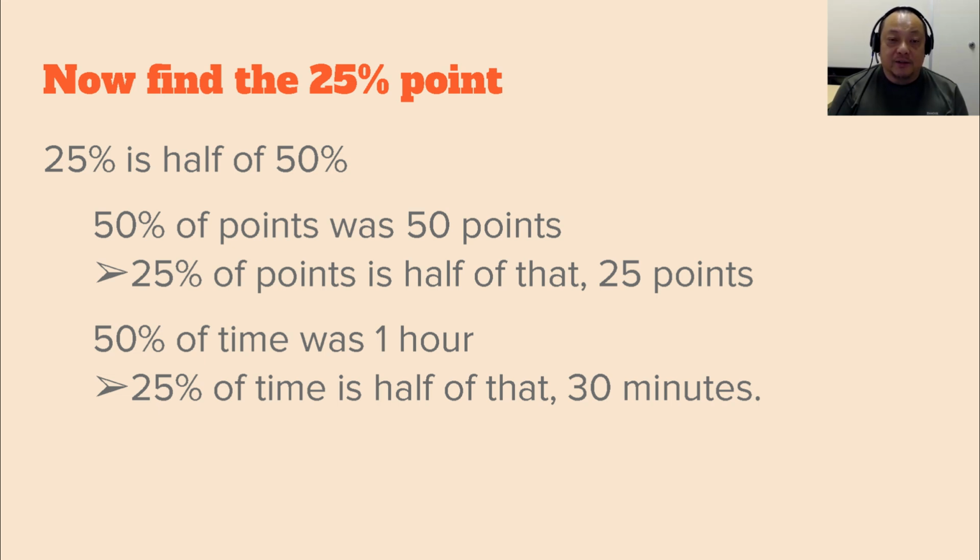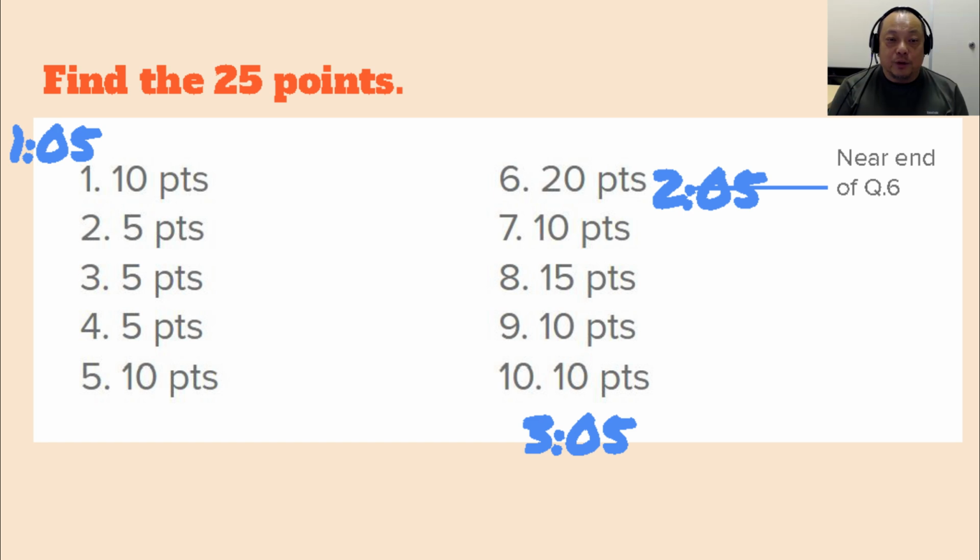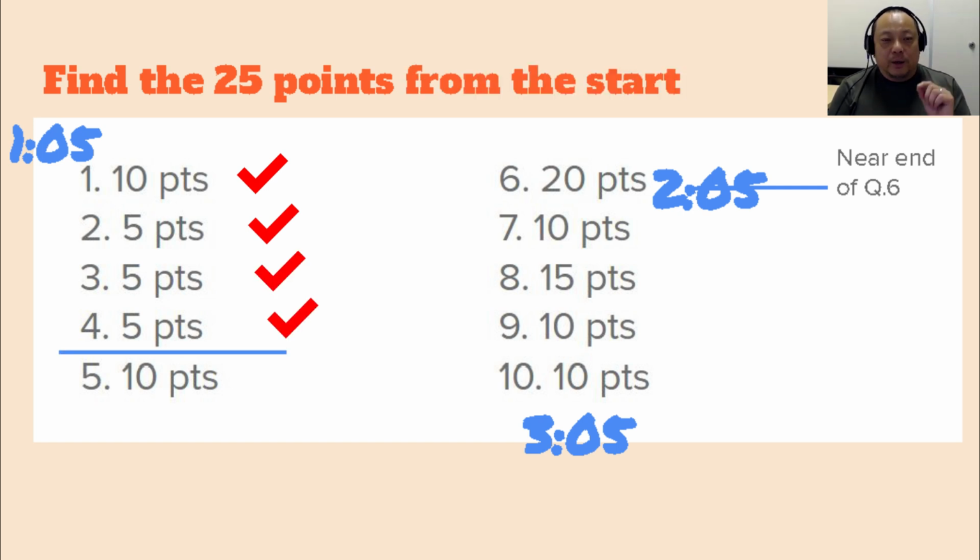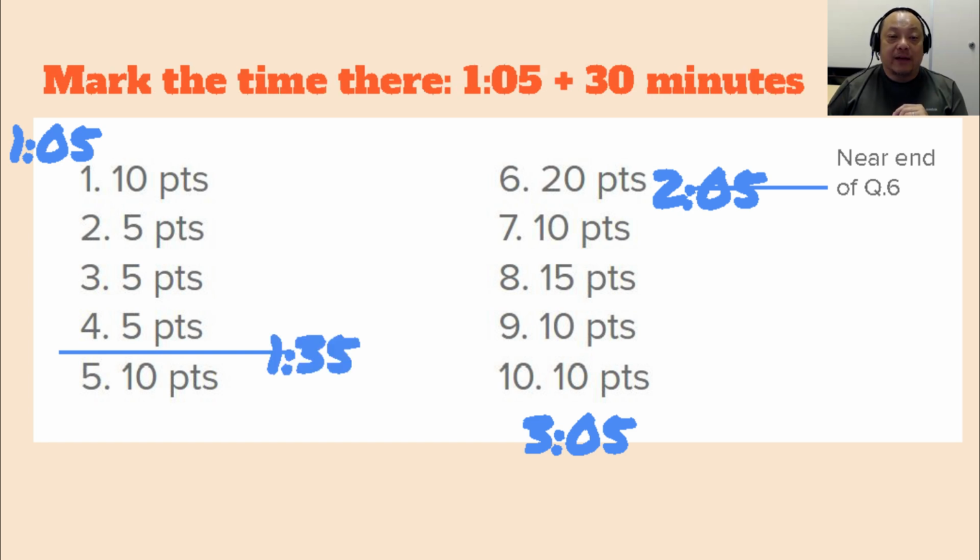Now we put it on the test. We find the 25 points from the beginning. Question 1 is 10 points, plus 5 equals 15, plus 5 equals 20, plus another 5 equals 25 points. The 25-point mark is right here after question 4. And we need to get there after 30 minutes. 30 minutes from 1:05 is 1:35, write it down.